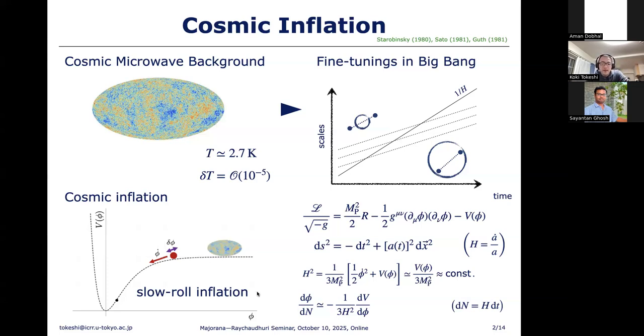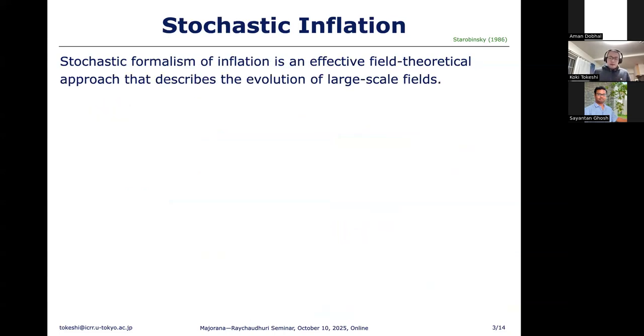In this slow-roll regime, the evolution of the scalar field is determined by this equation. You can see that the time variation of the scalar field is basically controlled by the potential gradient, and the scalar field is dragged down the potential until the end of inflation, where the slow-roll condition is violated and inflation therefore ends. For convenience, in what follows I will use the number of e-folds as a time variable to write down all the equations of motion. That was a very brief introduction about inflation.